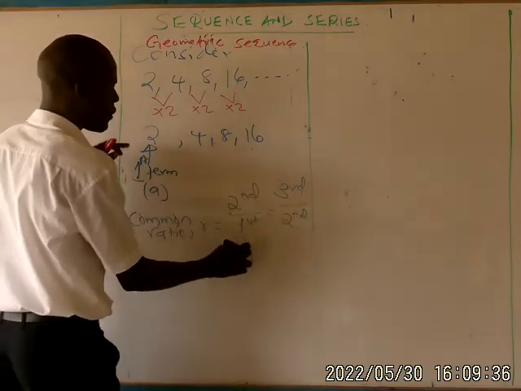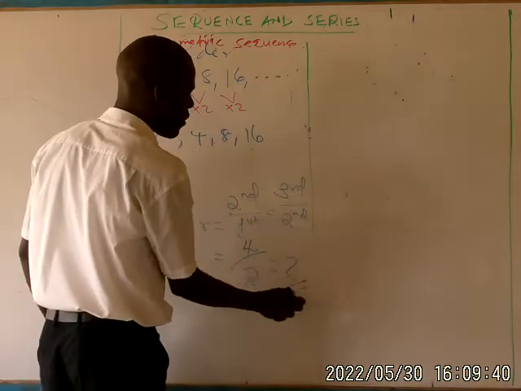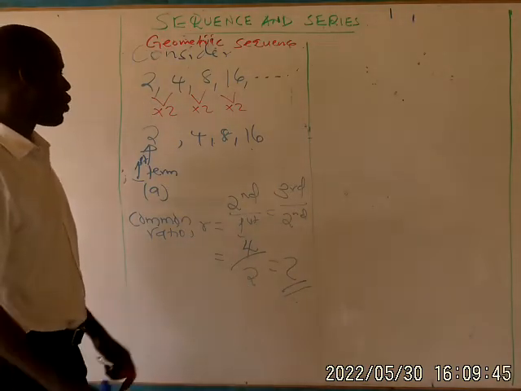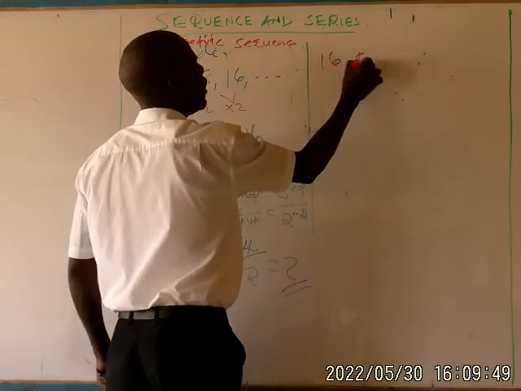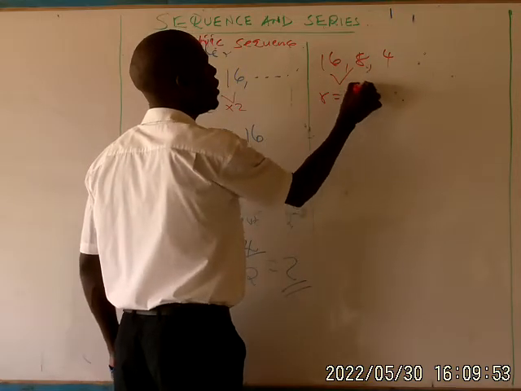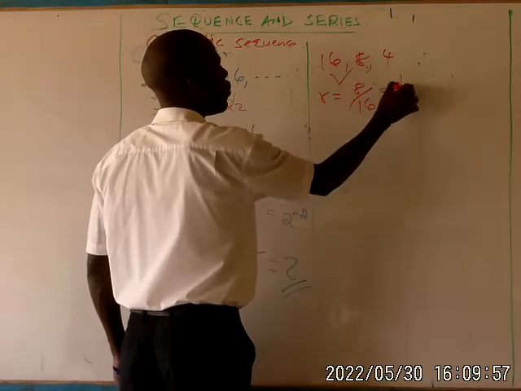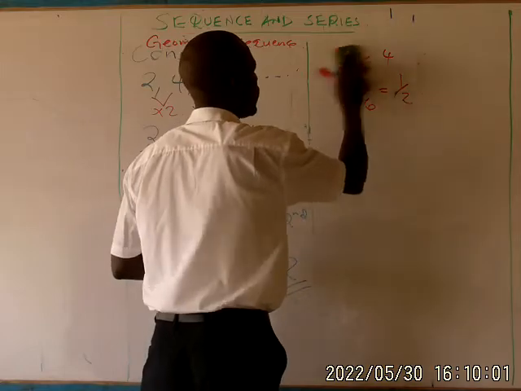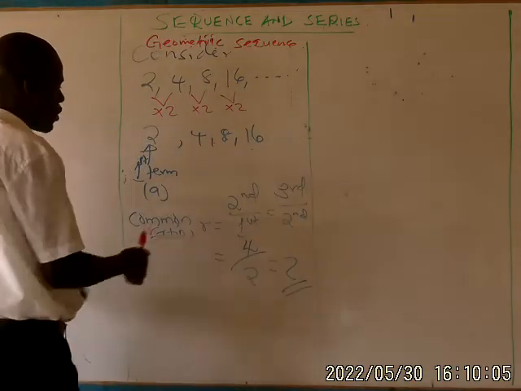For our case, the second is 4, divided by 2. You get a value of 2. For the other case where we had 16, 8, 4, our common ratio becomes 8 divided by 16, because it is second over the first, which is half, 1 over 2. Let's now continue where our common ratio is.